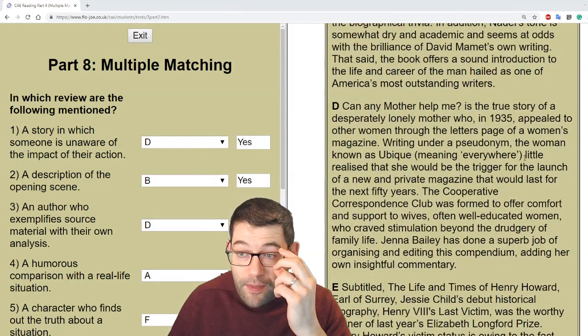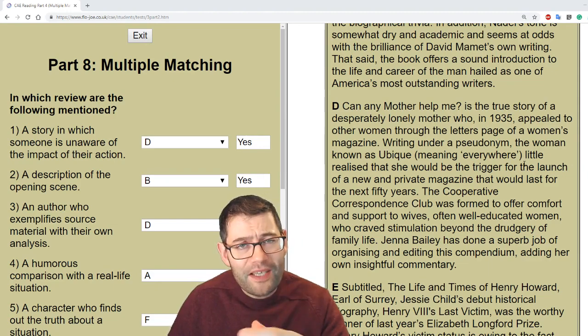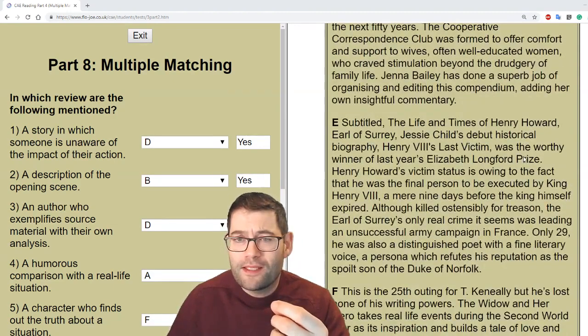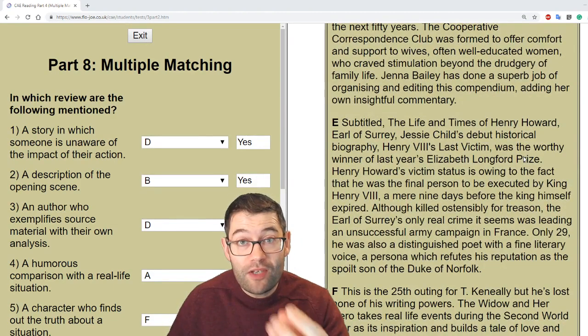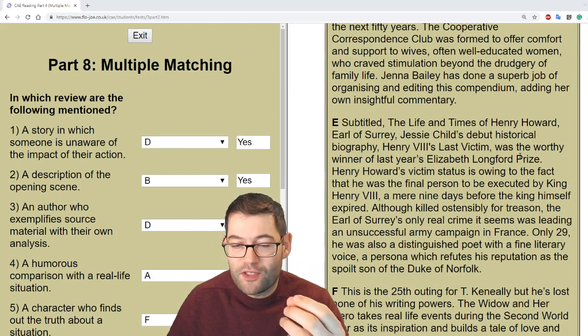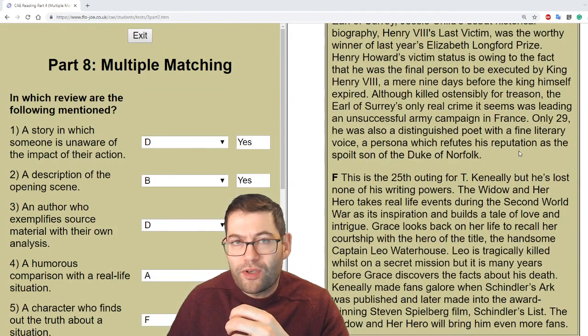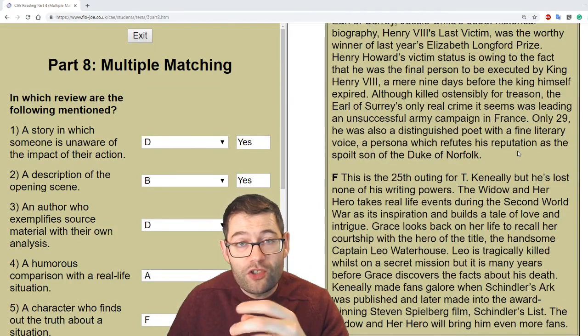D is about a true story of a woman in 1953, forming a magazine, helping other women. E is about history, Henry VIII and the last person that he killed before he himself died. And F is a Second World War story by the author of Schindler's List.